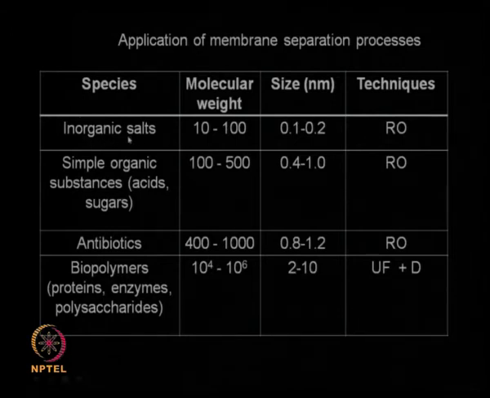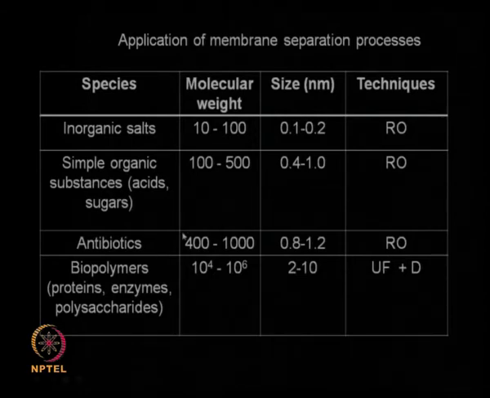If you have inorganic salts, molecular weight 10 to 100 and size 0.1 to 0.2 nanometer, an RO membrane is good. If you have simple organic substances, again acids, sugars, molecular weight 100 to 500, size about 0.4 to 1 nanometer, that means they are slightly bigger, again RO is good. If you want to separate out antibiotics in the molecular weight range of 400 to 1000, the size is also pretty large, 0.8 nanometers to 1.2 nanometers. Again we can use an RO type of membrane and it is really good.